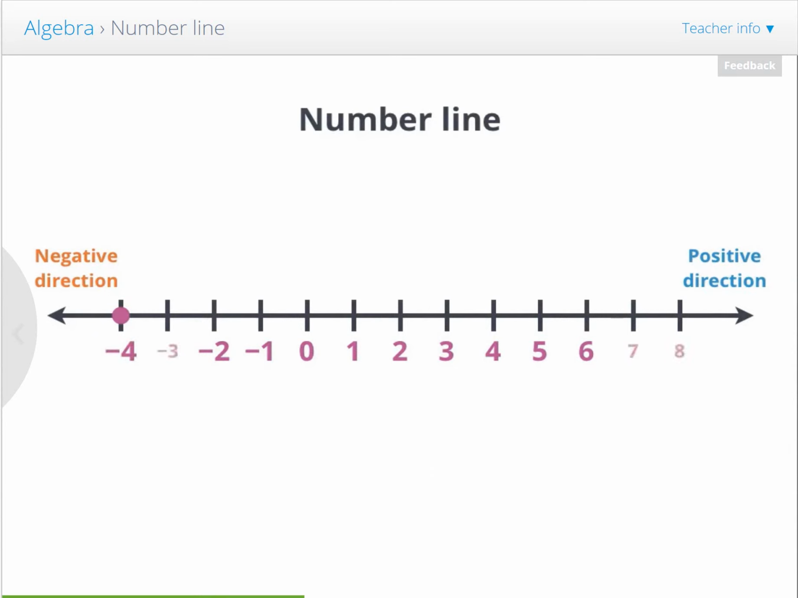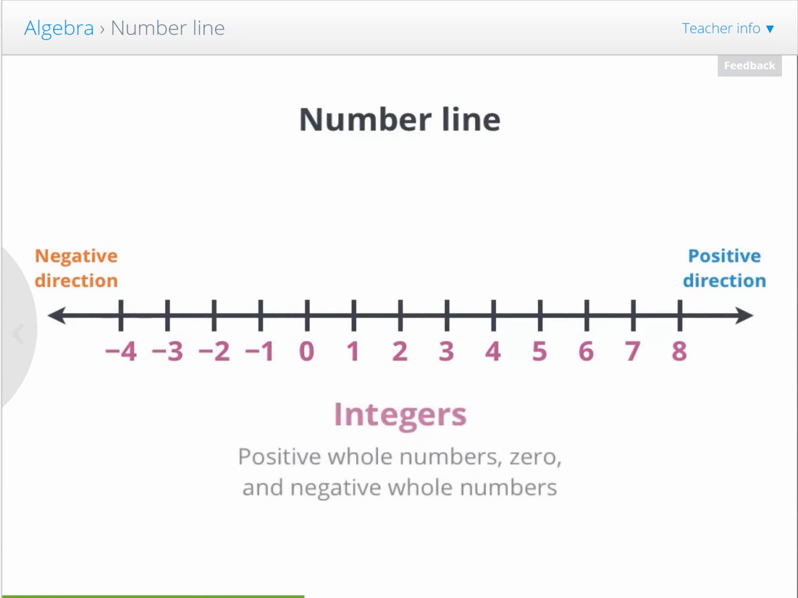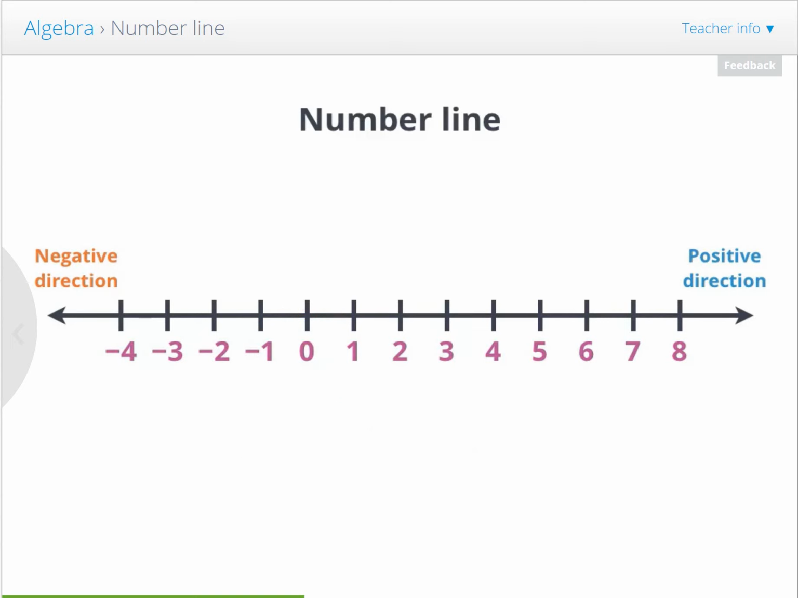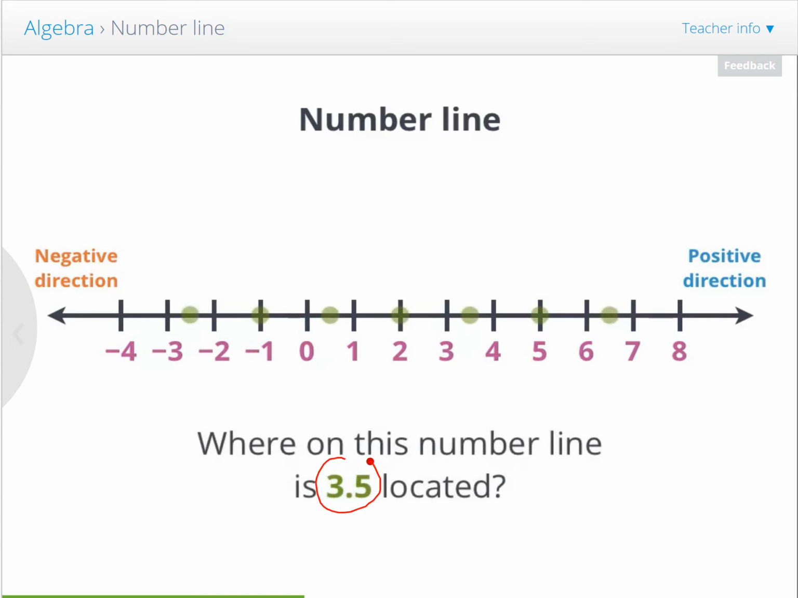Let's assign the appropriate numbers to the remaining tick marks here. Now all these numbers we've written so far are called integers. An integer is any number that's a positive whole number, 0, or a negative whole number. Between the integers on this number line, we have all the numbers that are not whole numbers. For example, where on this number line would you say 3.5 is located? Precisely, the number 3.5 is halfway between 3 and 4, and so sure enough, it appears halfway between 3 and 4 on the number line.